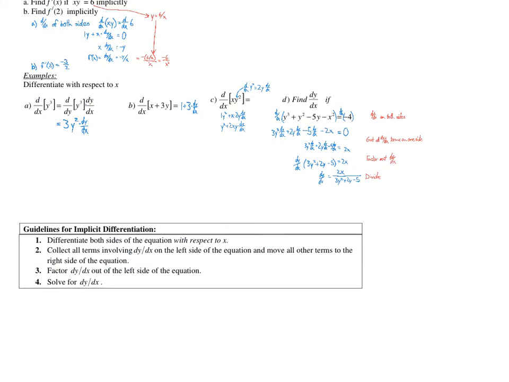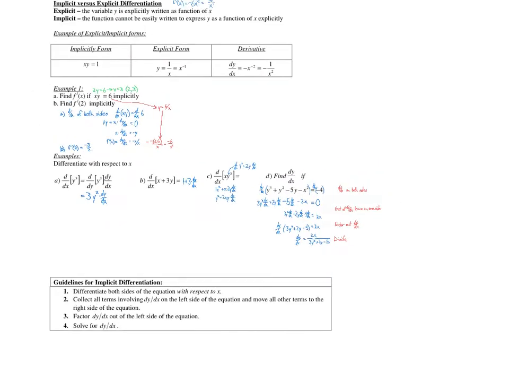So here on the bottom you can see that layout that I gave you, those steps that I just gave you. Differentiate both sides with respect to x. Collect all the terms that have a dy dx on one side and all the other terms on the other side. Factor out a dy dx and then divide to finish solving. And that's really all there is to it. Don't overcomplicate it, but do be careful.